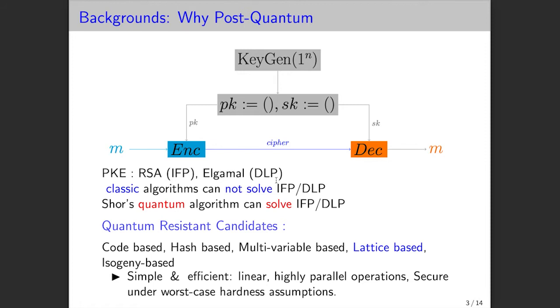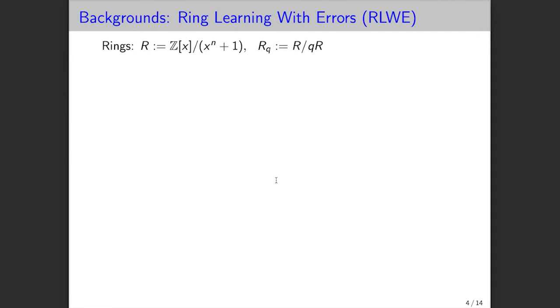But public key encryption schemes based on the lattice problems are very inefficient, and so in 2005, Regev introduced the learning with errors problem, but later on the ring version, the ring learning with errors problem, was introduced. Let's make some notations. R is the notation for Z[X] over X to the N plus 1, where N is a power of 2, and R_Q is R over Q times R.